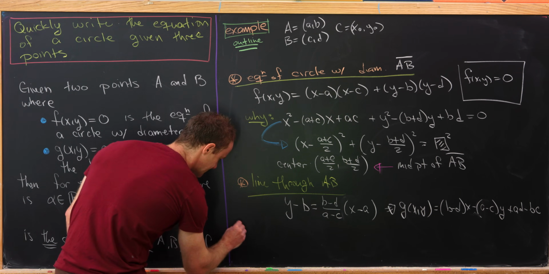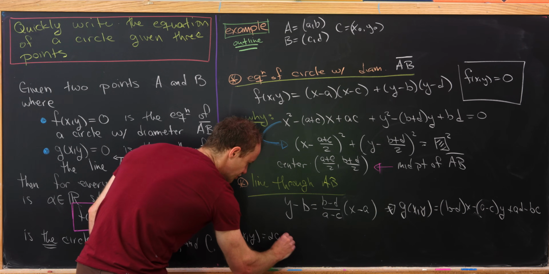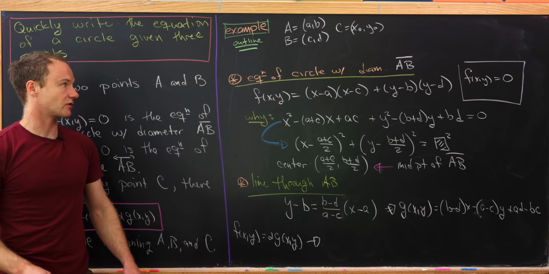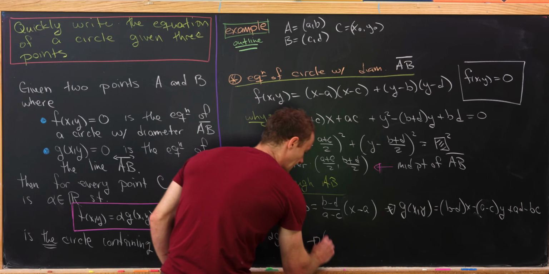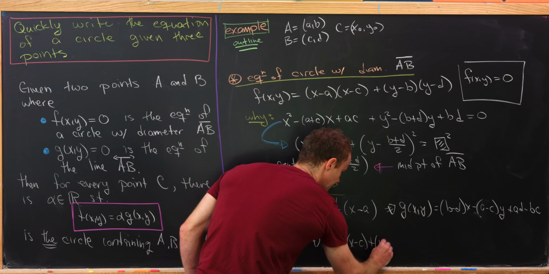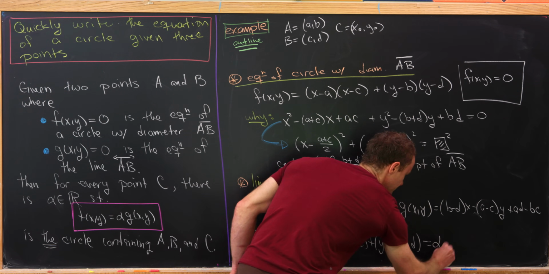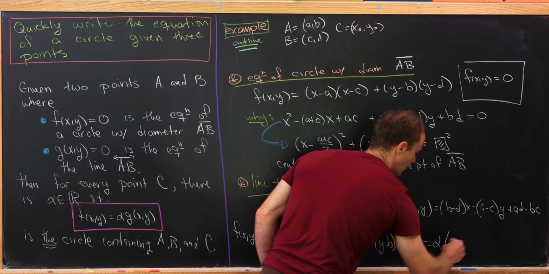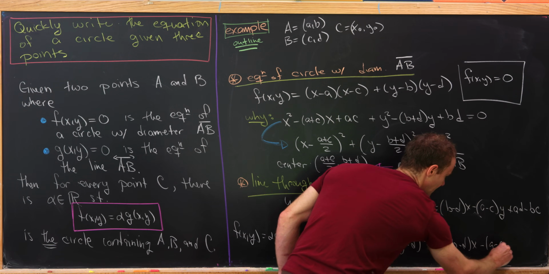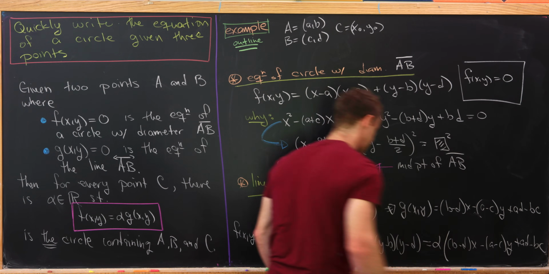So what does that tell us? That tells us our equation f of xy equals alpha g of xy turns into the following more general shape. So we'll have x minus a times x minus c plus y minus b times y minus d equals alpha times all of this. So we have b minus d times x minus a minus c times y plus ad minus bc.